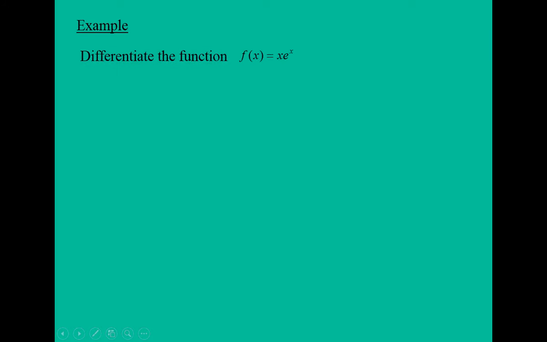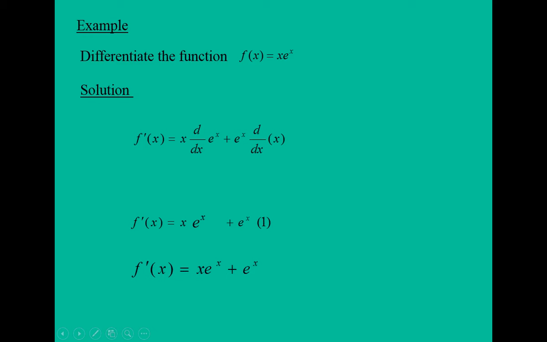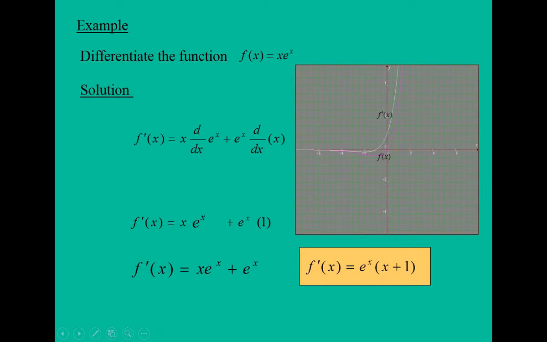Another function. So we have x times e to the x. So we're going to apply the product rule. So we'd have the first function, which is x, times the derivative of the second function, which is e to the x, plus the second function times the derivative of the first. We know the derivative of e to the x is e to the x. The derivative of x is just 1. So we have our derivative. And again, we could factor out an e to the x. So we would have an e to the x times x plus 1. That is our derivative. And here's the graph of the function and its derivative.